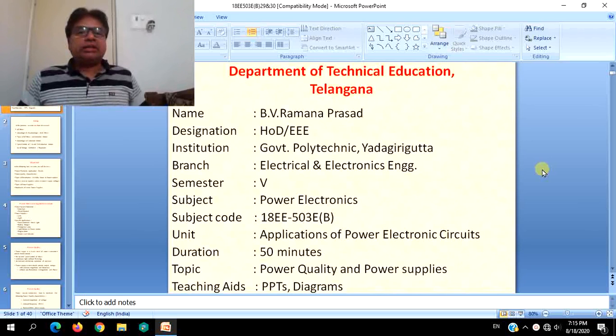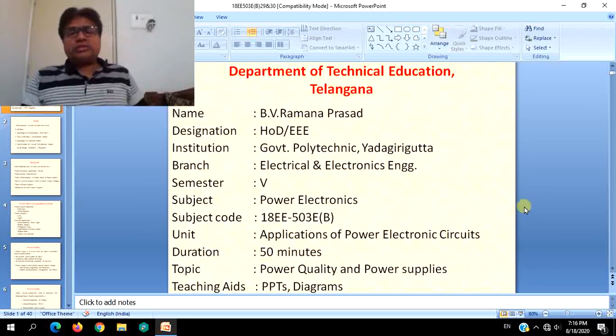This is the 30th session in this series, which is a continuation of the previous session, in which we will be continuing to discuss. We will be continuing to extend our discussions on power quality and power supplies, which was started in the earlier session.